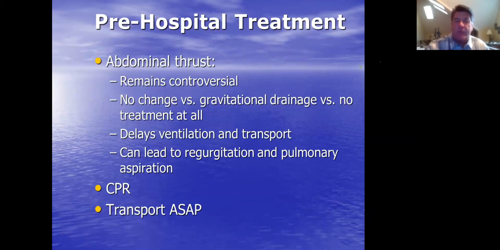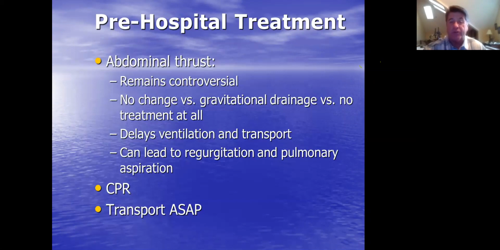The old methods of abdominal thrusts are kind of out. It remains controversial, but really, it's not a good thing. That includes the old knee to chest and putting them in gravitational drainage versus no treatment at all. When they are studied, there's no change in survivability when you try these things, and it really delays ventilation and transport. What these patients need is oxygenation and treatment, whether it's aerosolized bronchodilators or oxygen, and for severe victims, positive end expiratory pressure. I'll talk about that in a few minutes. But abdominal thrusts are essentially a waste of time.